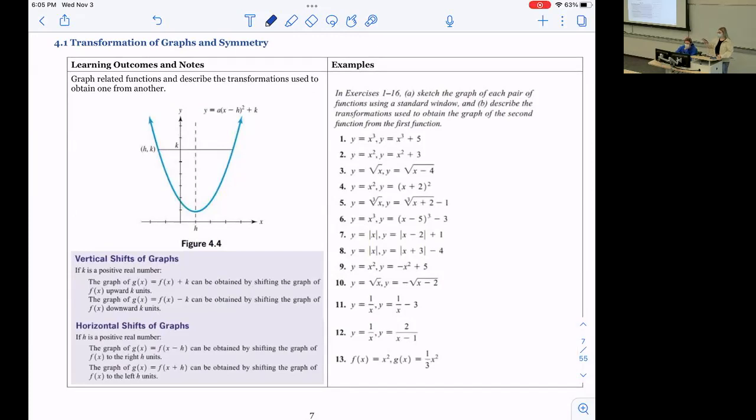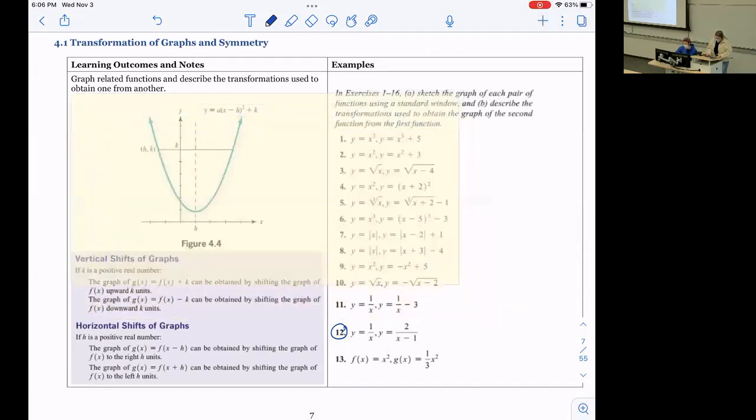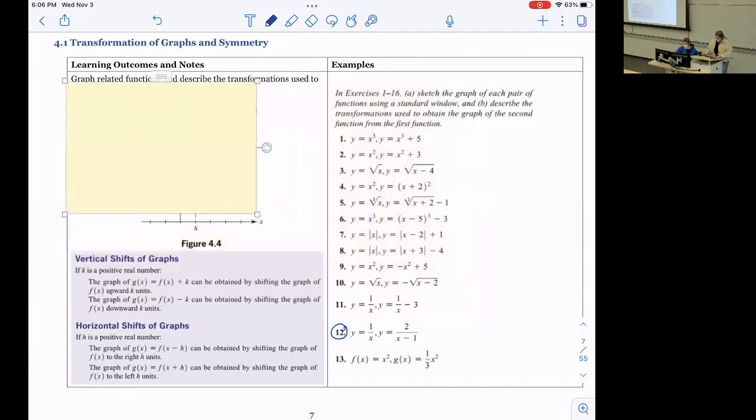Nobody has any question? Can we go over 12? 12? Absolutely. Did somebody say another one? 22. 22, okay. Remind me of 22 when we get down to that page and we go over that. All right, so for number 12, we have y equals 1 over x and y equals 2 over x minus 1.